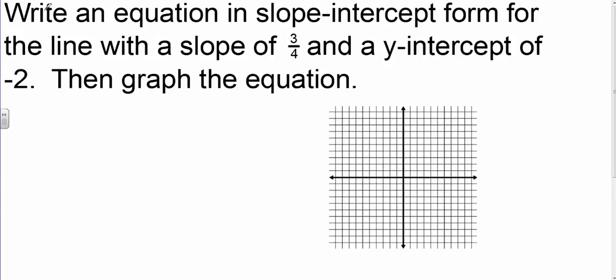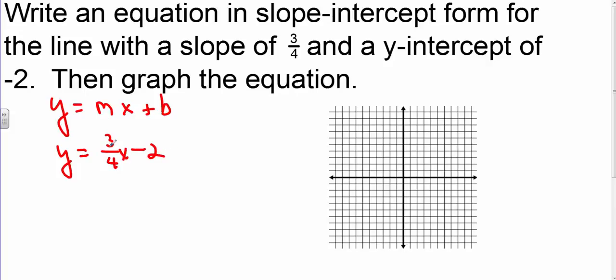Write an equation in slope-intercept form for the line with a slope of 3/4 and a y-intercept of -2, and then graph it. Well, let's write that equation here. We've got y equals mx plus b. Y equals, the slope is 3/4 and the y-intercept is -2. So now x, we forgot the x. Well, we didn't, I did. 3/4 x minus 2.